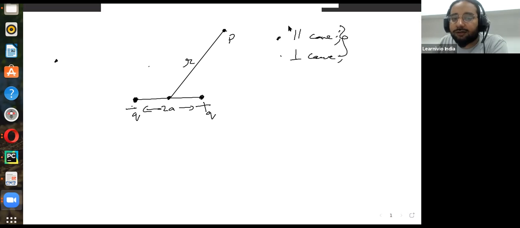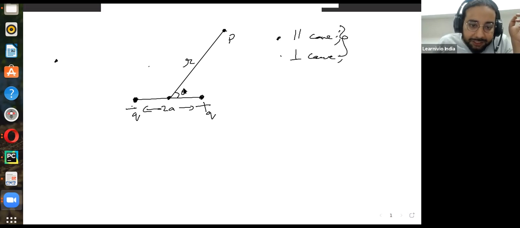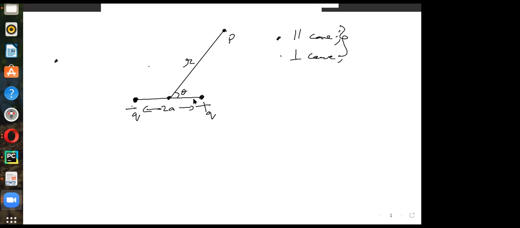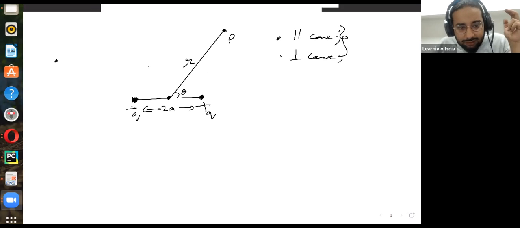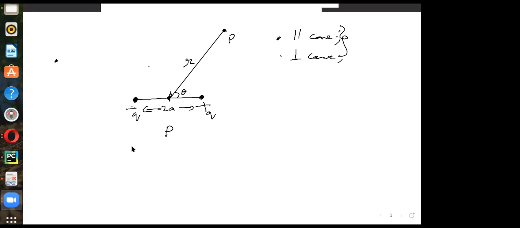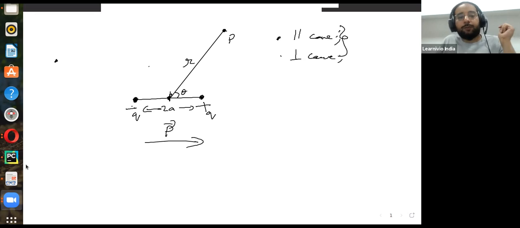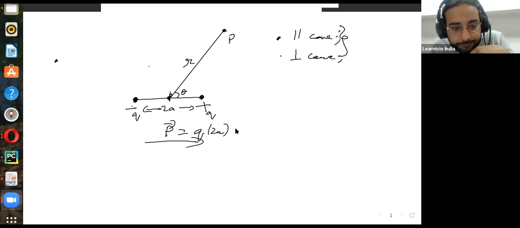We know what happens in the parallel case and in the perpendicular case. So in a general case, in a random direction, we can divide it in terms of its components. But what are we dividing in terms of its components though? Let's call this angle some theta. We'll work with angles here because it seems easier than the length from each single point to this point. We can also talk about the moment, which will be in the direction from negative to positive. It will essentially just be q times 2a into i cap.